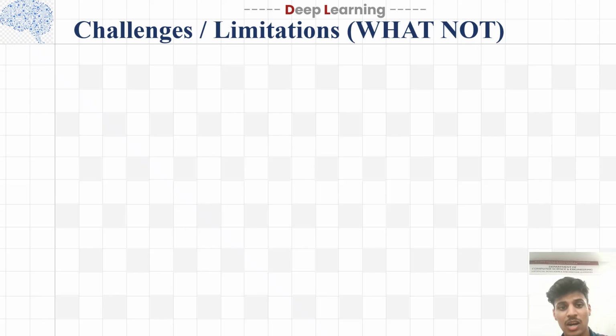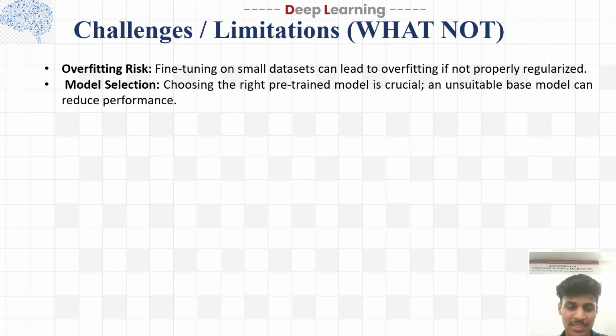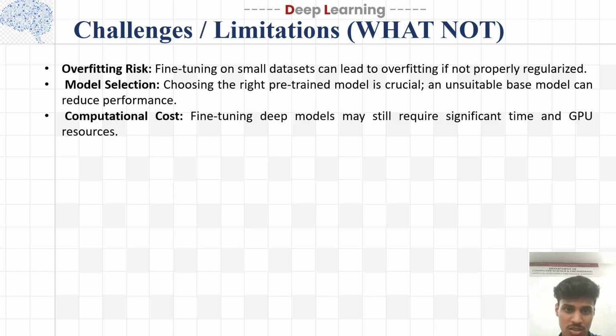Let's see now that transfer learning isn't perfect. It does come with challenges. The first is overfitting risk. If we fine tune too much on a small data set, the model might overfit. The second is model selection. Choosing the wrong pre-trained model can reduce performance. If your task requires classification of furniture and you choose a model which is not related to it, this can reduce the performance.